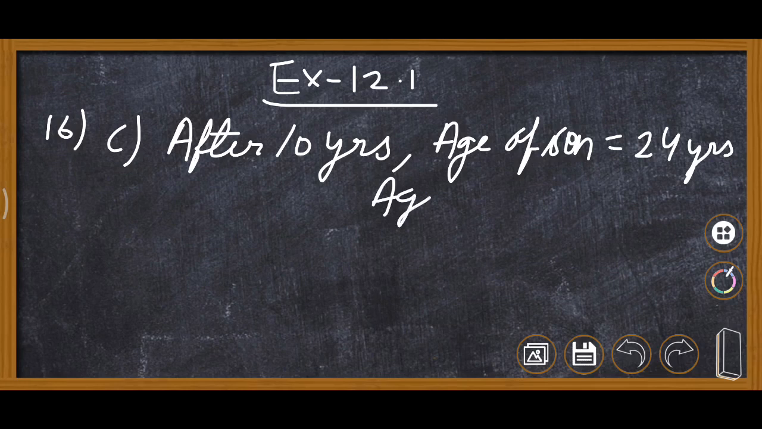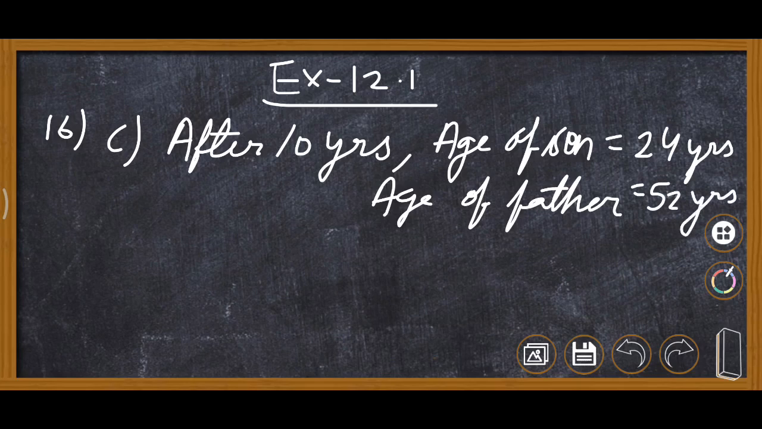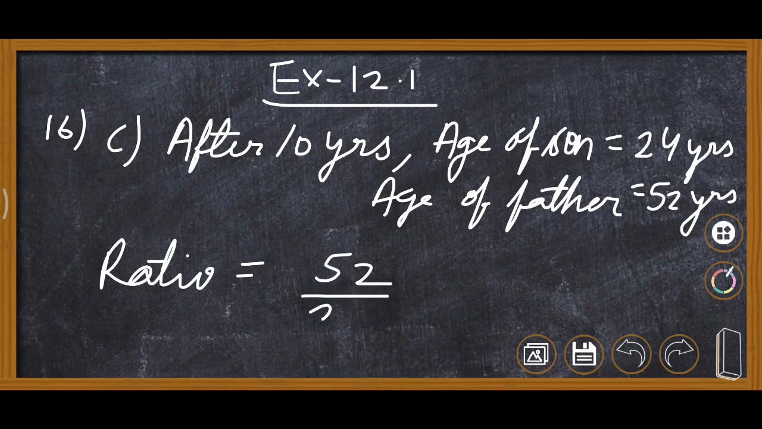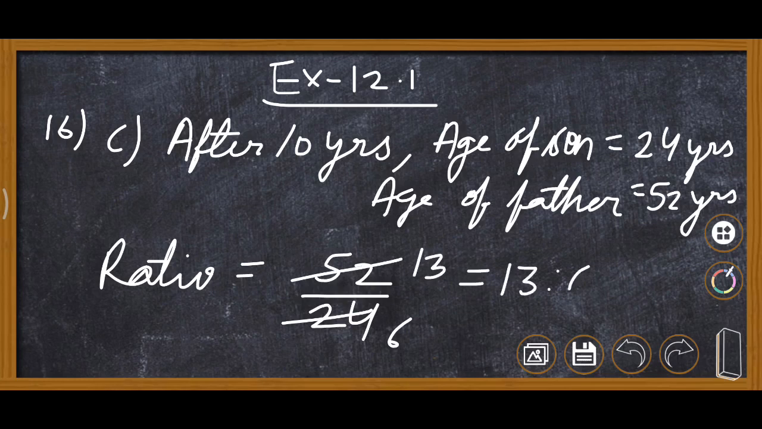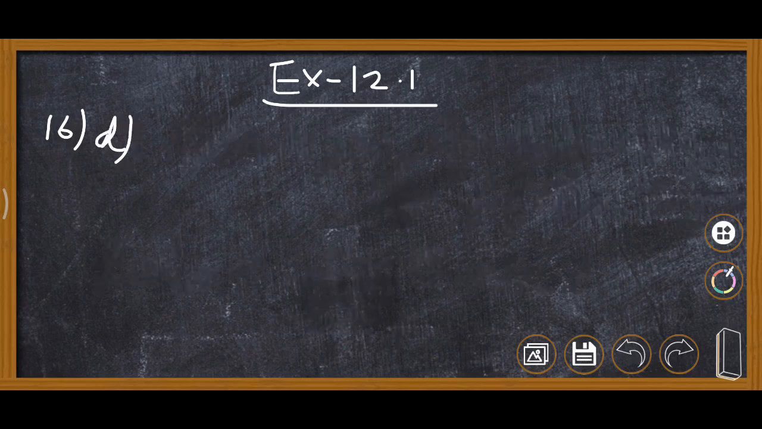Age of father, father is now 42 and after 10 years he will be 52 years. Now the ratio, age of father to age of son, 52/24. Now divide this by 4. 4 13s are 52 and 4 6s are 24. So this will be 13:6.